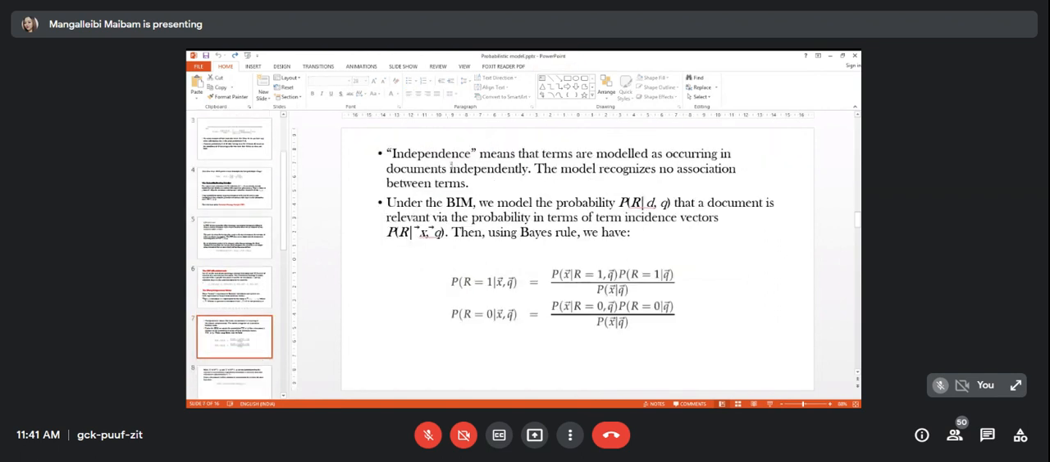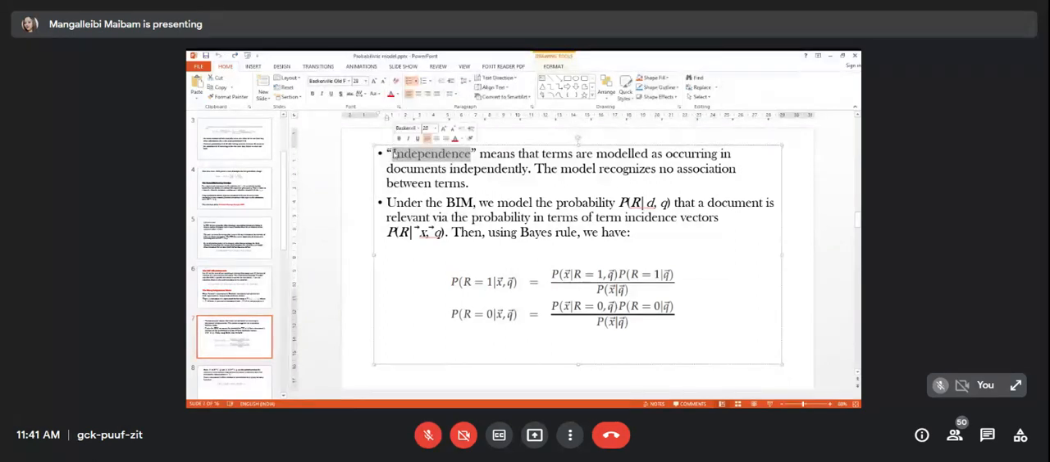Now, independence. We use binary independence. So what does independence mean? Independence means that the terms are modeled as occurring in documents independently. Hence, the terms are occurring independently in the document. We use the term independence because the model recognizes no association between terms. That means the terms are not dependent on each other.